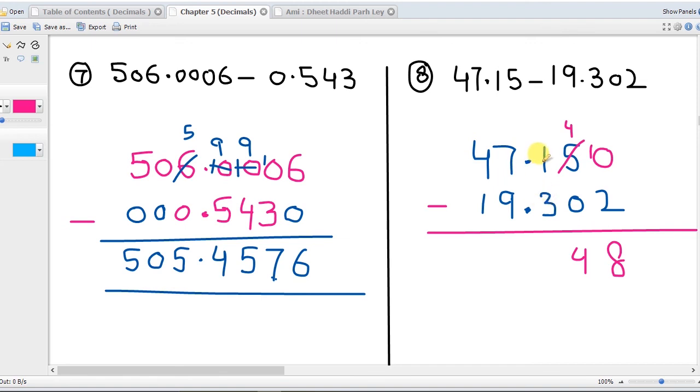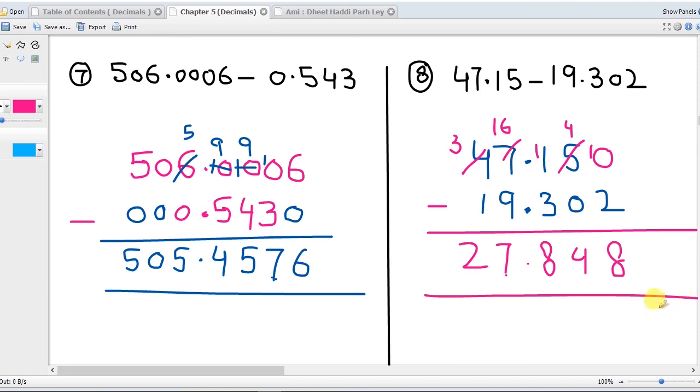So we cannot take away 3 from this 1. So take a borrow. The number left here is 6. And write 1 here. So this number becomes 11. 11 minus 3 is 8. Again, we cannot take away 9 from this 6. It means we have to take a borrow. The number left here is 3. So this number becomes 16, and 16 minus 9 is 7. And 3 minus 1 is 2. So the final answer is 27.848.